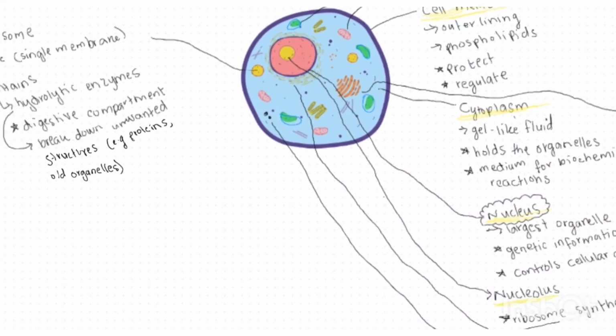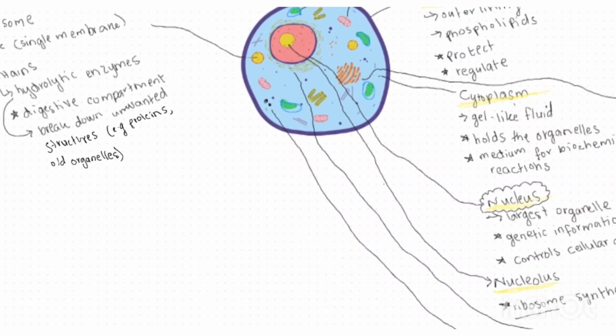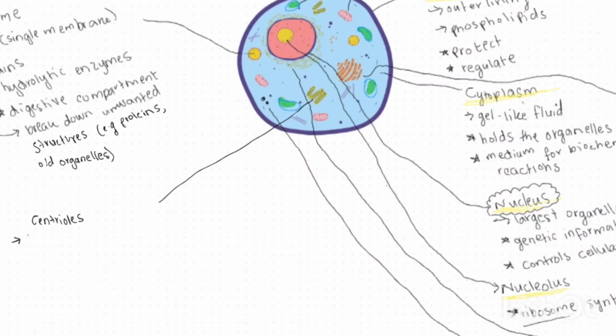Okay, another organelle that is unique to the animal cell, an organelle that cannot be found in plant cells, is this barrel-looking organelle. And this is what we call the centriole. So the centrioles are, as you can see, barrel-shaped structures, and their function is something you wouldn't expect.